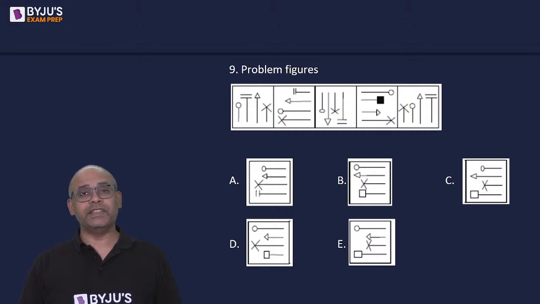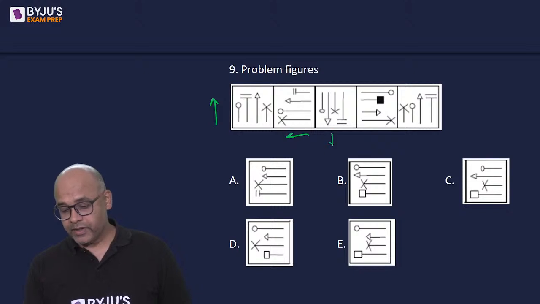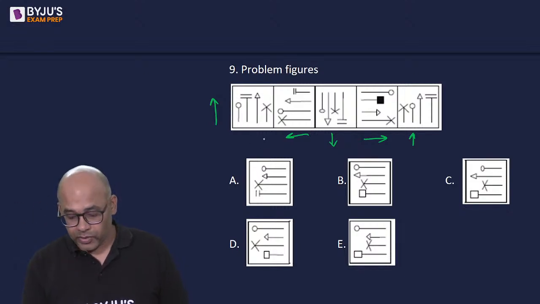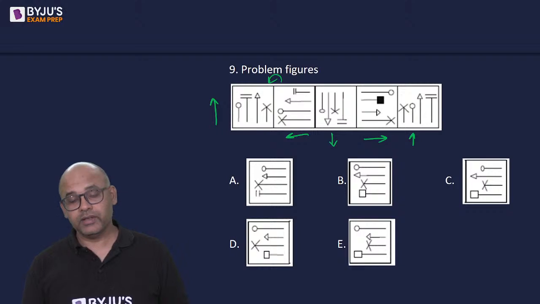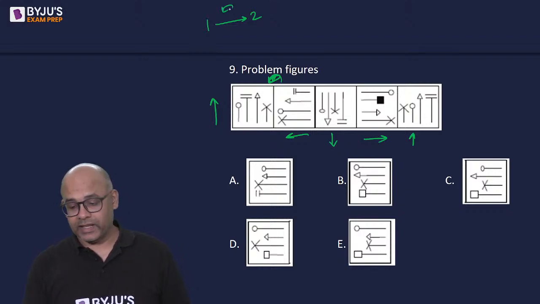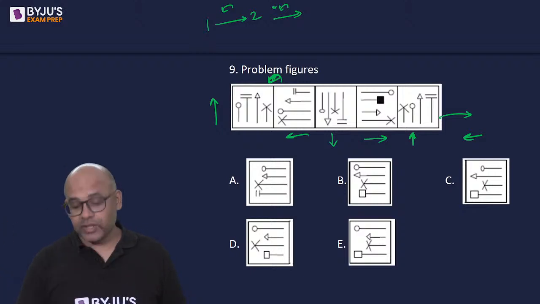This is again an easy one, not very difficult. So you have arrows facing up, facing left, facing down, facing right, facing up. So basically what is happening? This is anti-clockwise 90 degree movement. When you're going from figure 1 to figure 2, you are counterclockwise 90. Then again counterclockwise 90. Which means if I go from here to here, I should have a figure where everything is facing to the left.